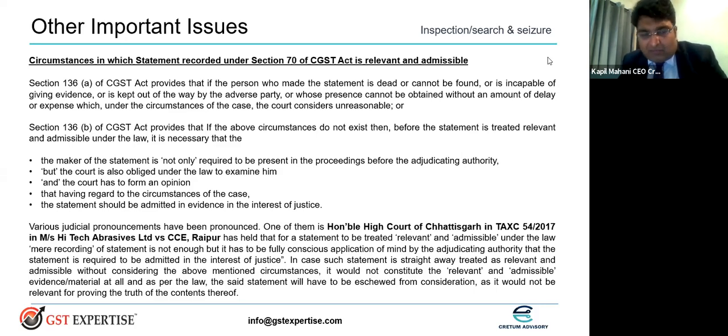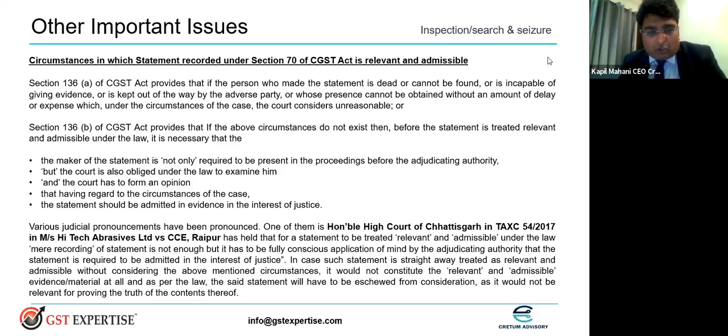But what is more practical is 136B, which provides that if the above circumstances do not exist, then the statement is treated as relevant and admissible if the maker of the statement is not only required to be present in the proceeding before the adjudicating authority, but the court is also obliged under the law to examine him. So it is very important that the court will examine him, and the court has to form an opinion whether the statement being given can be admitted as evidence in the interest of justice. This has been done so that the principle of natural justice is not hit on these points.